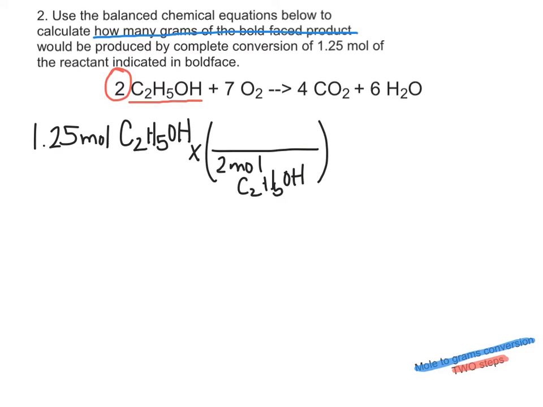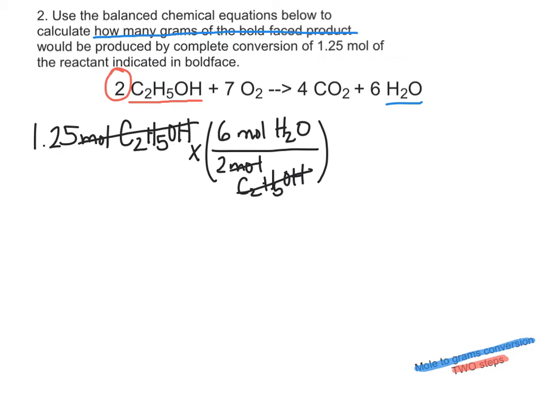And it says we're trying to figure out how many grams of the boldface product. In this case, our boldface product is H2O. So in order to complete our mole ratio, we're going to use the moles of H2O. In this case, it's 6 moles of H2O. And with this first step, we have canceled moles of C2H5OH. And now we have moles of H2O.